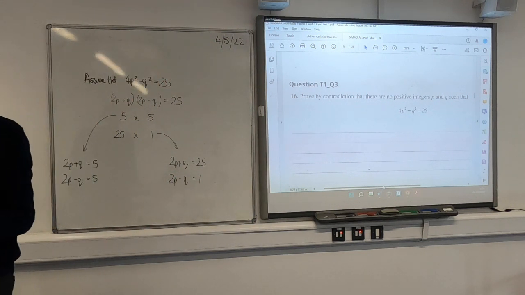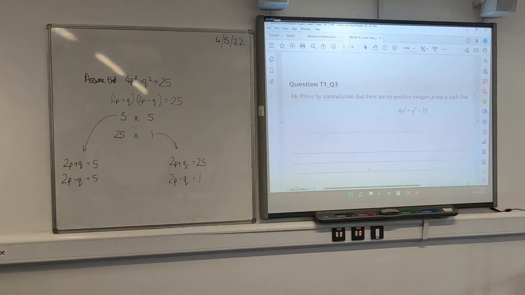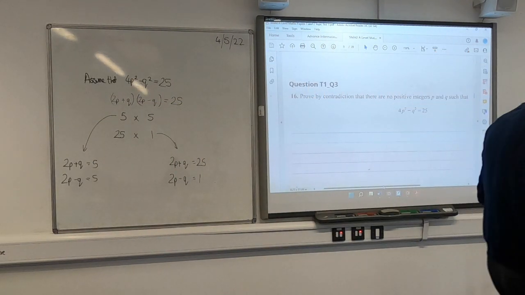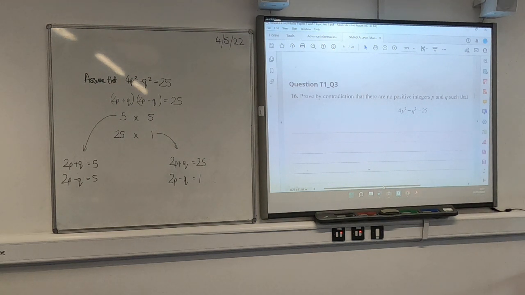Now we need to try and solve those two simultaneous equations, which your calculator will do, or you can, it's not a complicated one to do. I'm going to ask what's changed going from one to the other. And what we're hoping is that we'll find that p and q are not positive integers in those two scenarios.